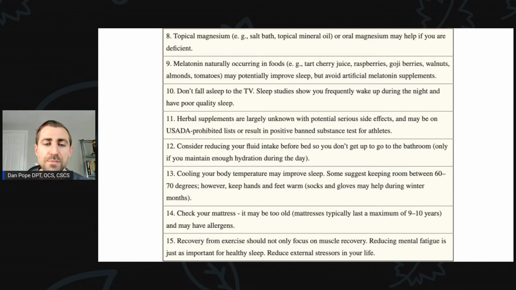Okay. And lastly, number 15, recovery from exercise should not only focus on muscle recovery, reducing mental fatigue is just as important for healthy sleep. Reduce external stressors in your life. And having a little less stress in your life is probably going to help in a variety of ways. But if you're that type of person that burns the candle at both ends, that's definitely not helping with your ability to sleep at nighttime. So I know this is a tall order, but see if you can reduce some of that stress within your life. It's probably going to improve your sleep too.